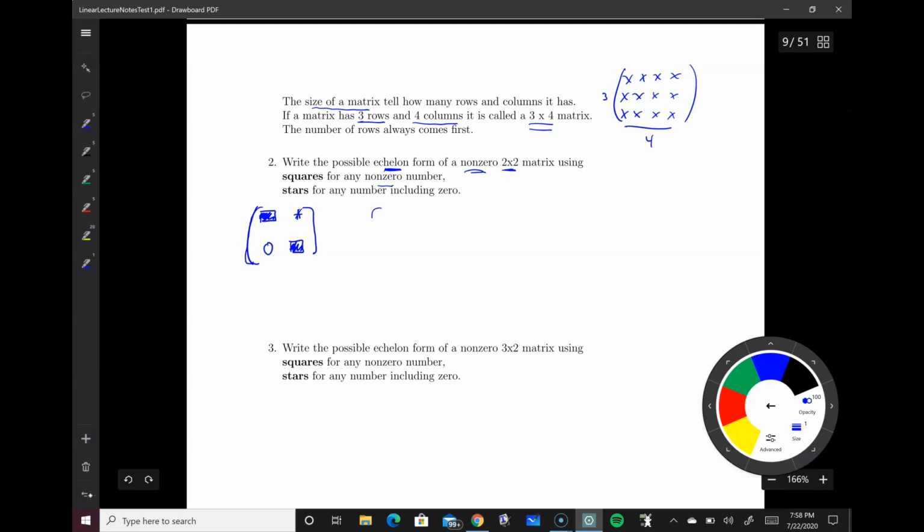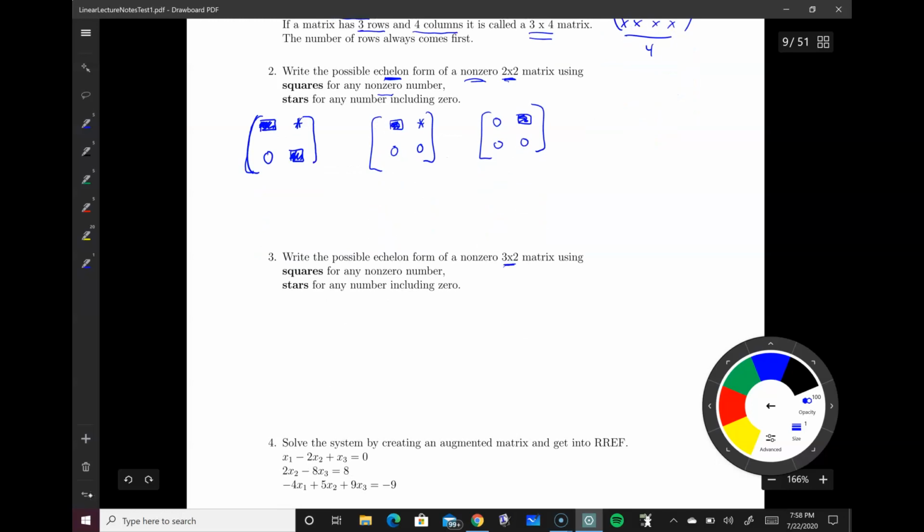All right, so let's do another one. I could have a square here, and then a non-zero number there, and then 2 zeros there. One other option I can think of, a 0 here, a square here, and then zeros below. Because remember, whenever I have a pivot, I have to have zeros below it for echelon form. So those are the 3 kinds of echelon forms for 2 by 2 matrices.